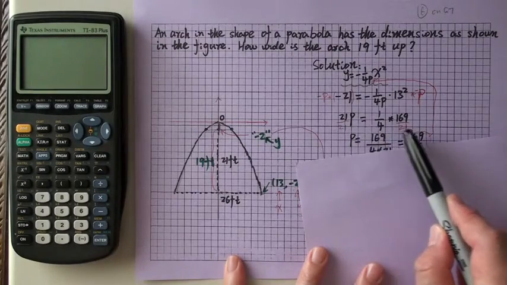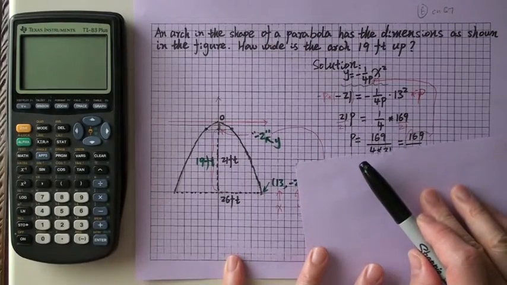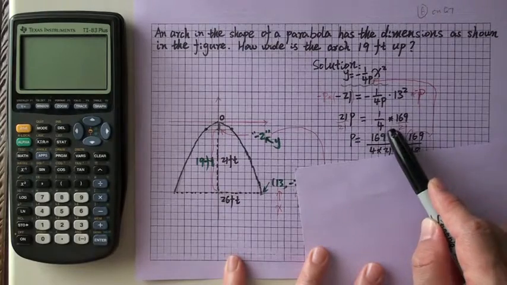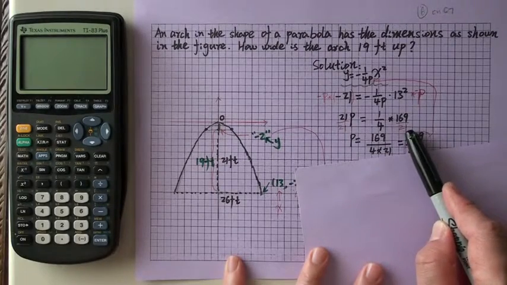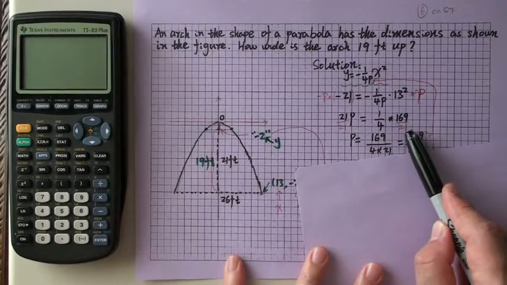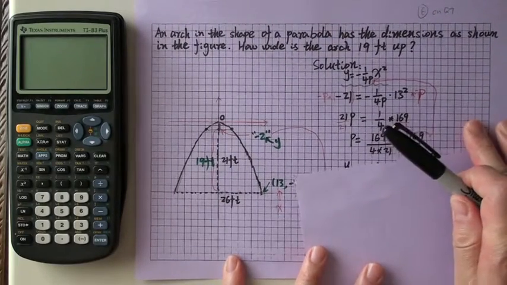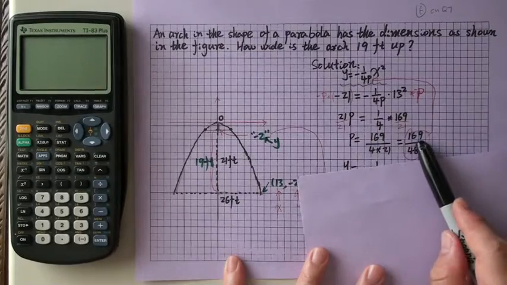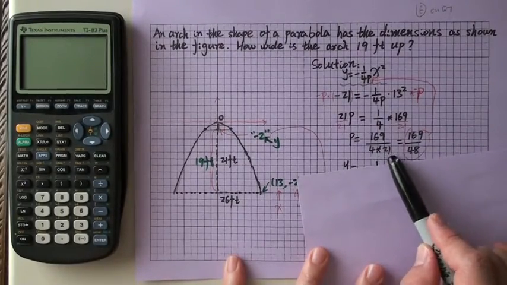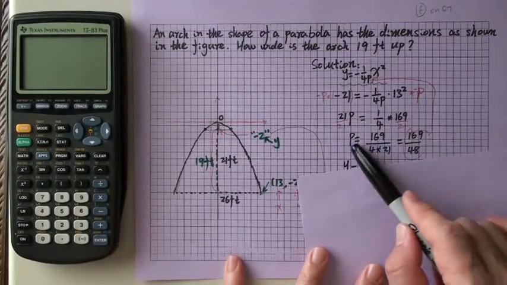Both sides divided by 21, so p stands alone on the left. The right-hand side is 169 upstairs, and downstairs is 4 times 21, because 21 downstairs. Now we have 169 divided by 48, because 4 times 21 is... Now, p comes out.